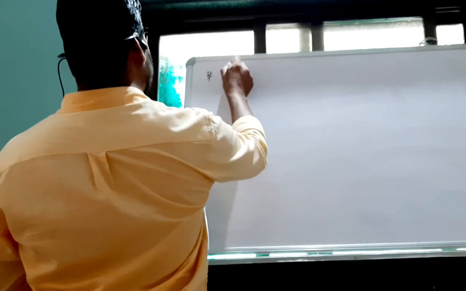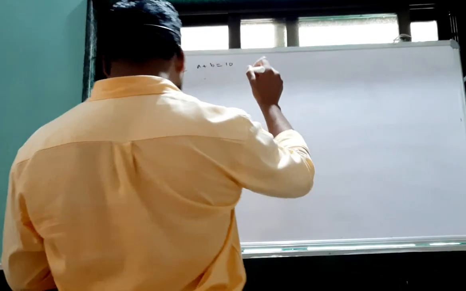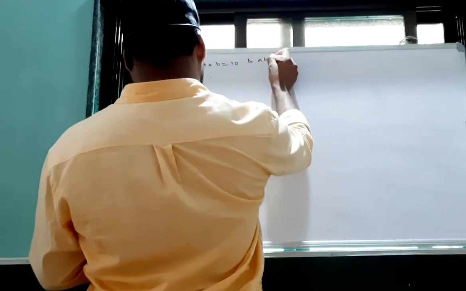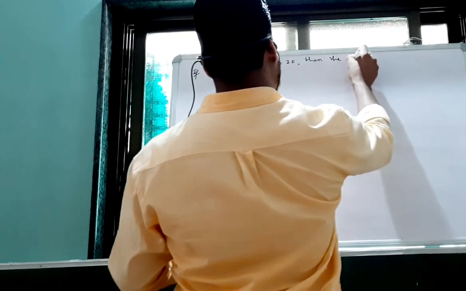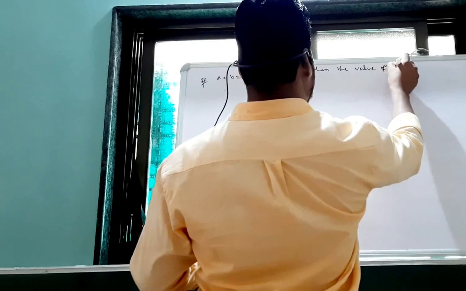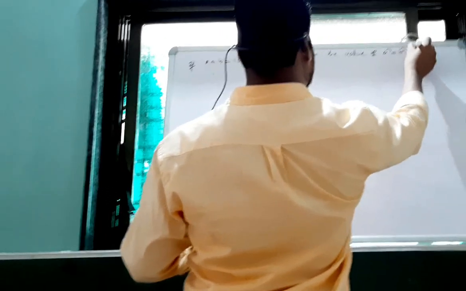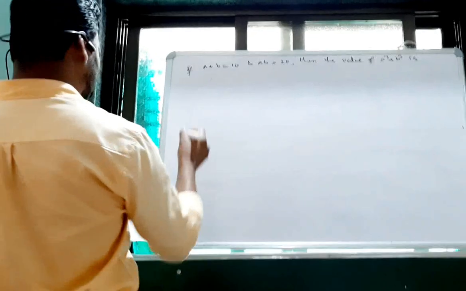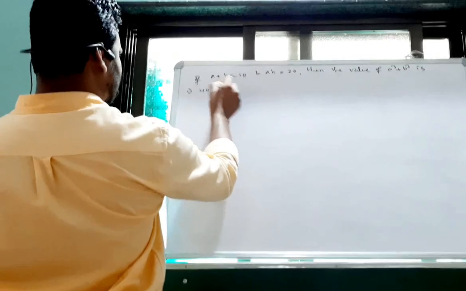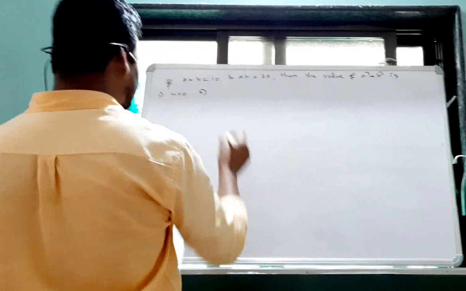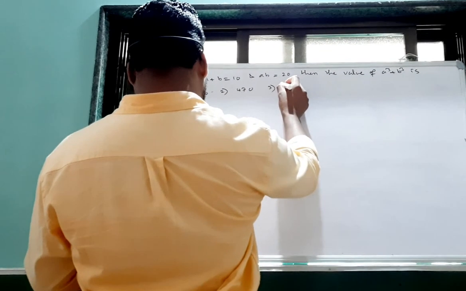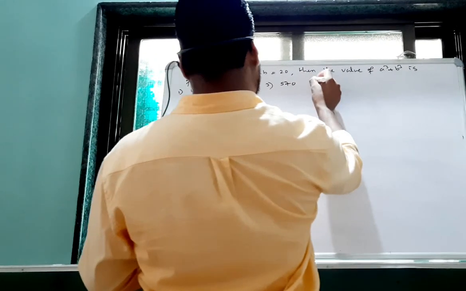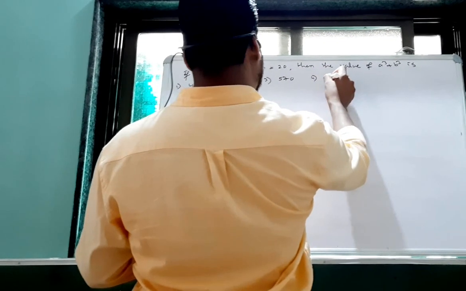Next one: if a + b is equal to 10 and ab is equal to 20, then the value of a³ + b³ is? The first one is 400, second one is 470, third one 570, fourth one is 370.